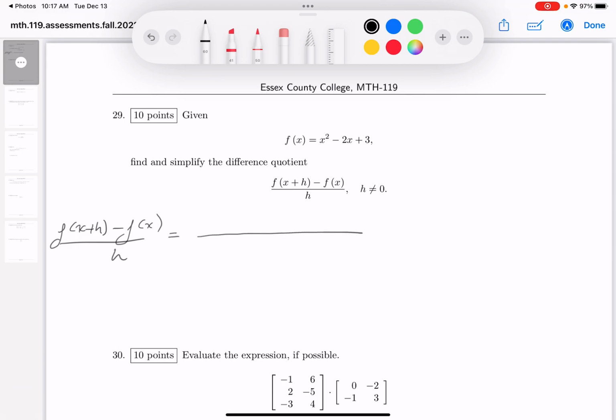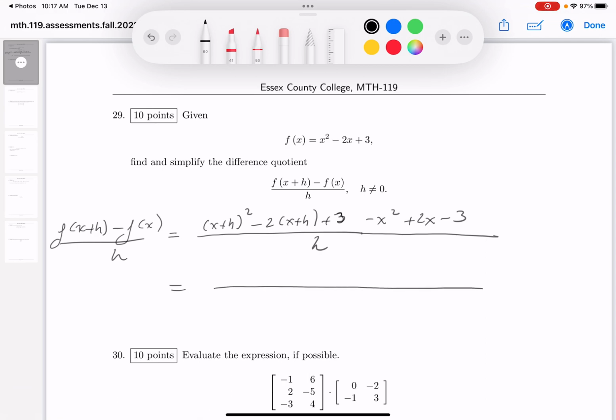So f of x plus h is going to be x plus h squared minus 2 times x plus h plus 3. Then you're going to subtract away the function, so minus x squared, minus the minus 2x is plus 2x, and then minus 3, all over h. All right, I got to do some simplifications over here. The top is x squared plus 2xh plus h squared minus 2x minus 2h plus 3 minus x squared plus 2x minus 3 over h.